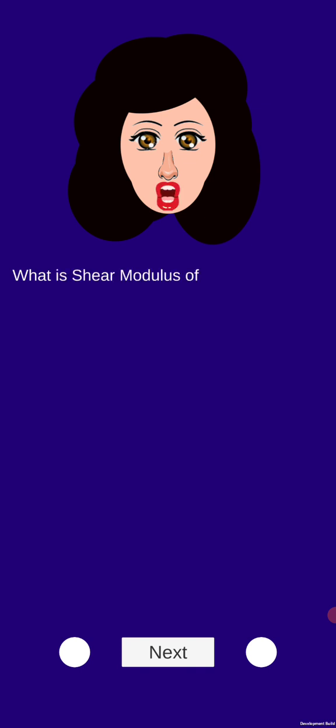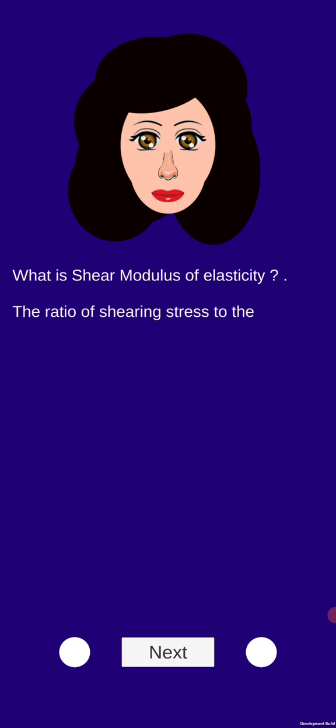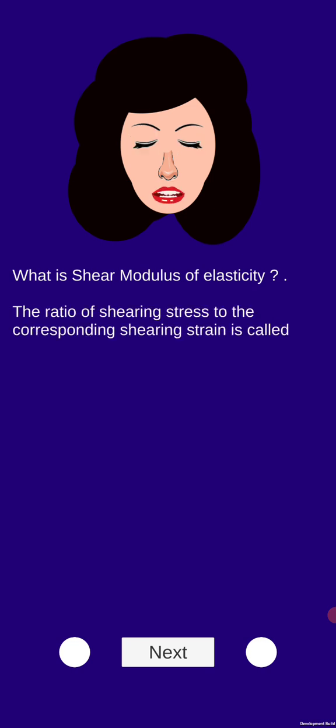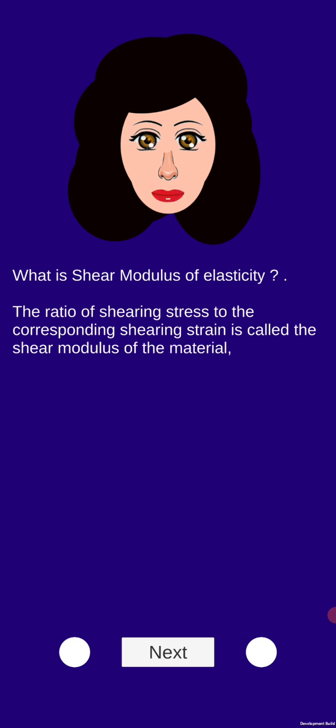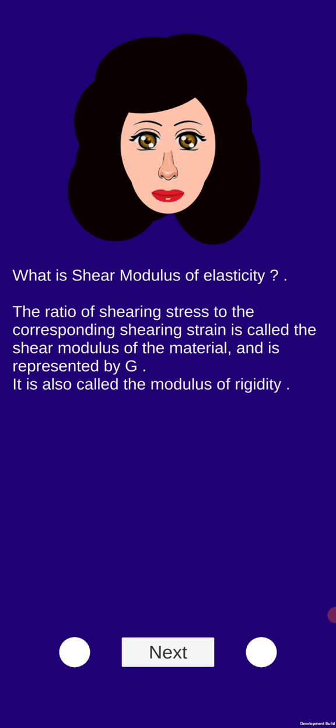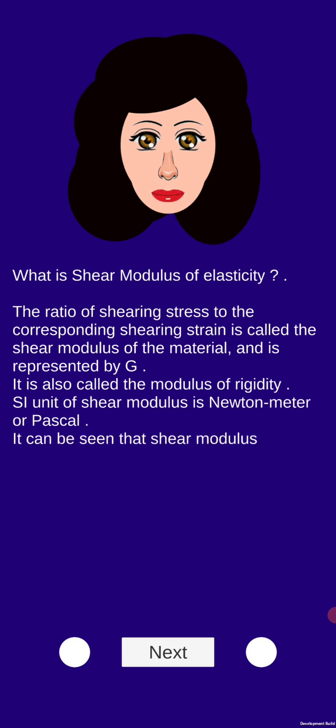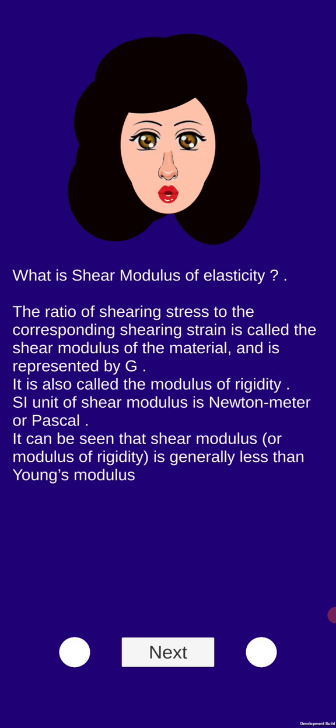What is shear modulus of elasticity? The ratio of shearing stress to the corresponding shearing strain is called the shear modulus of the material, and is represented by G. It is also called the modulus of rigidity. SI unit of shear modulus is Newton per meter square or Pascal. It can be seen that shear modulus or modulus of rigidity is generally less than Young's modulus. For most materials G equals Y divided by 3.